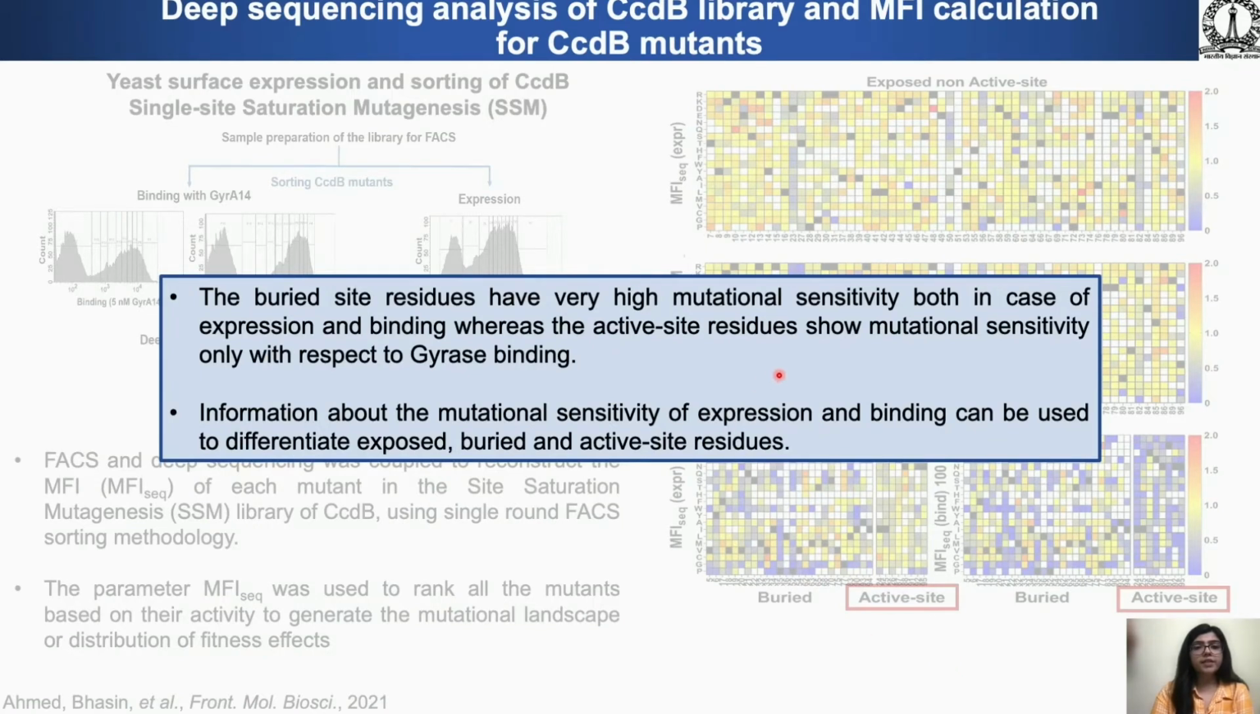So the buried site residues, with very high mutation sensitivity in both expression and binding, could be segregated from the active site residues that show mutation sensitivity only with respect to gyrase binding. Now, this information about mutational sensitivity of expression and binding can be used to differentiate between exposed, buried, and active site residues.